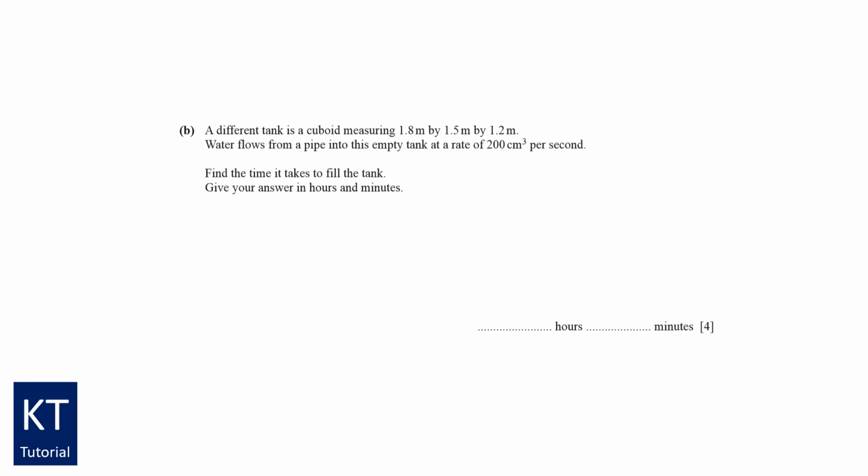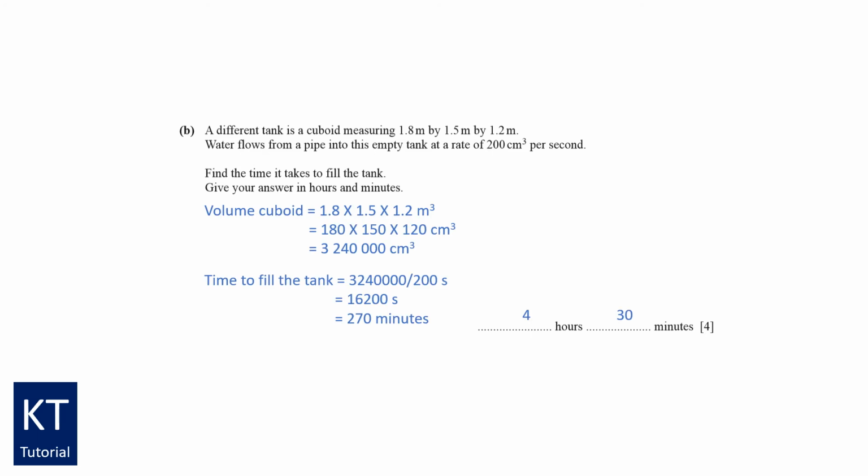Question 10b. A different tank is a cuboid measuring 1.8 by 1.5 by 1.2 meters. Water flows from a pipe into this empty tank at the rate of 200 centimeters cubed per second. Find the time it takes to fill the tank. Give your answer in hours and minutes. First, identify the volume of the cuboid, then divide this by its rate to get to the required time.